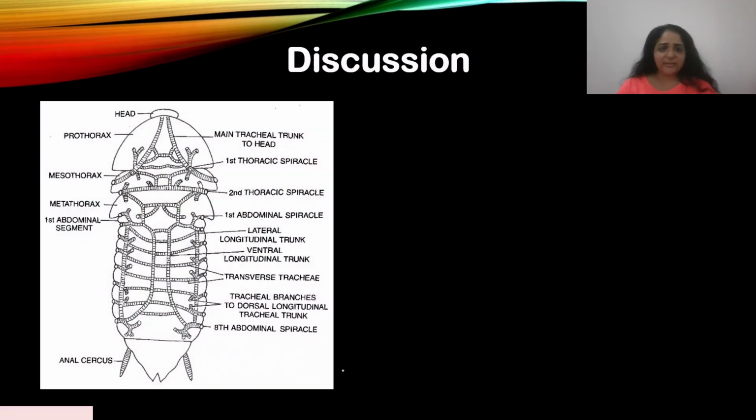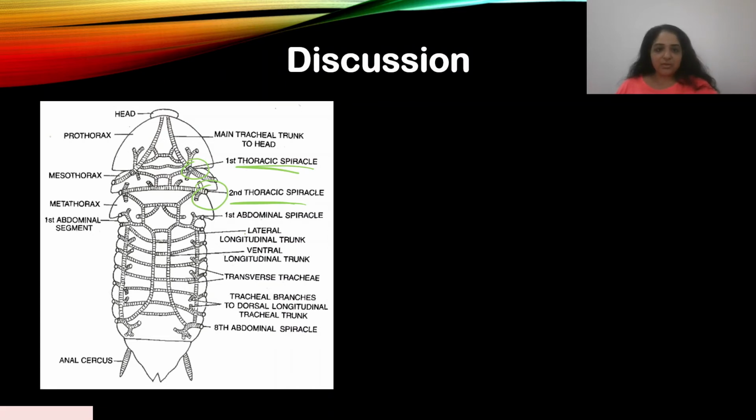I have a diagram, yeah. So this will help you understand. If you can see the first thoracic spiracle over here, it's between the prothorax and the mesothorax. Second thoracic spiracle over here, between the meso and the metathorax. Obviously, in the options that were given, they didn't specifically mention between which segments, but it's understood based on the other options given there.